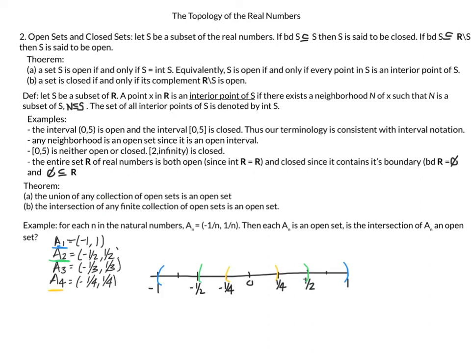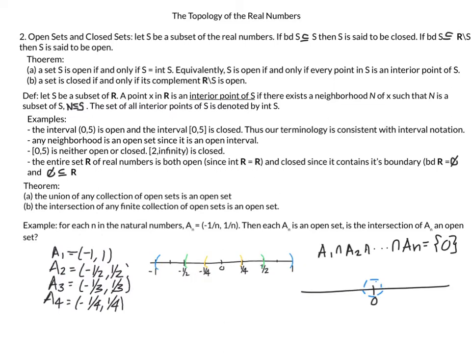Just to get a feel for what was going on, I wrote out that A1 is -1 to 1, A2 is -1/2 to 1/2, A3 is -1/3 to 1/3, and A4 is -1/4 to 1/4. I drew the intervals A1, A2, and A4 over here, and I didn't do A3, just because. But you can get a sense that as n grows, you're closing in on 0, which is what I have written here. As we intersect everything, the intersection is going to be this 0.